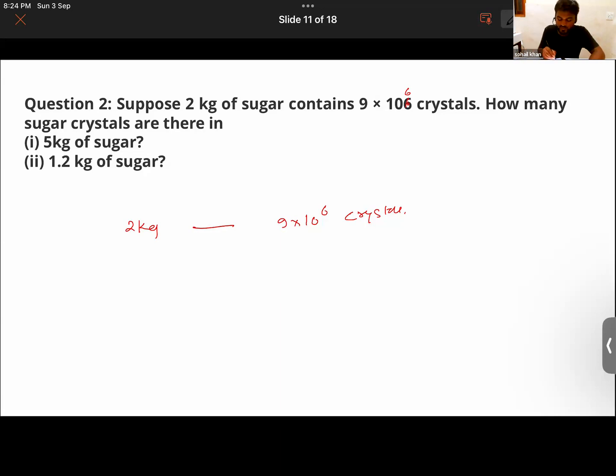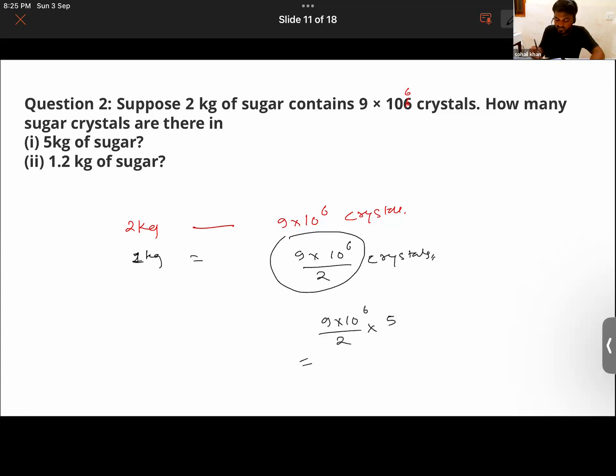Okay. So for 1 kilogram, it is going to be 9 into 10 raised to the power 6 upon 2. So in 1 kilogram, there will be this much amount of crystals of sugar. Now the question asks you to find for 5 kilogram. So in 5 kilograms, you will simply have to multiply it with 5. So that is 45 upon 2 into 10 raised to the power 6, or 22.5 into 10 raised to the power 6.